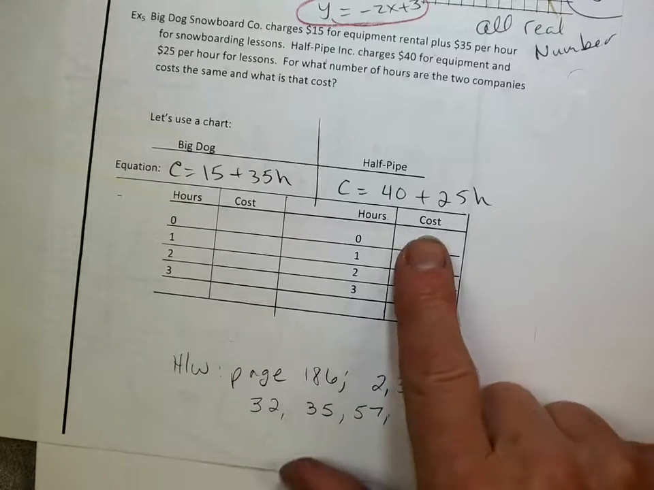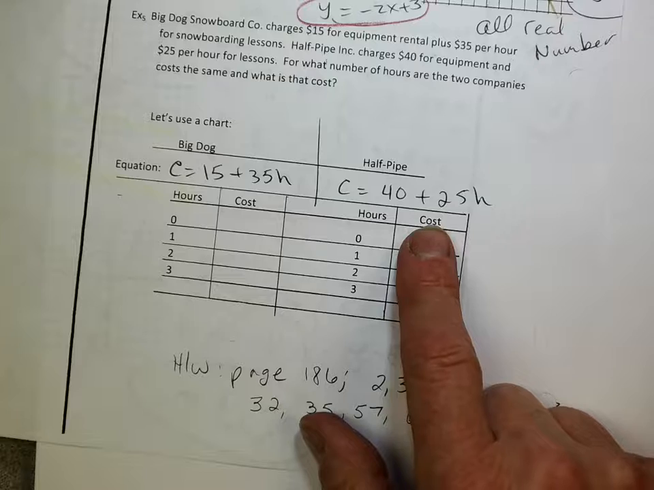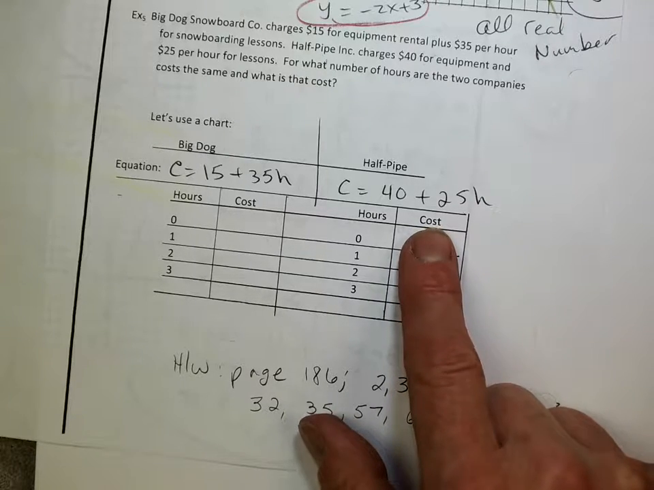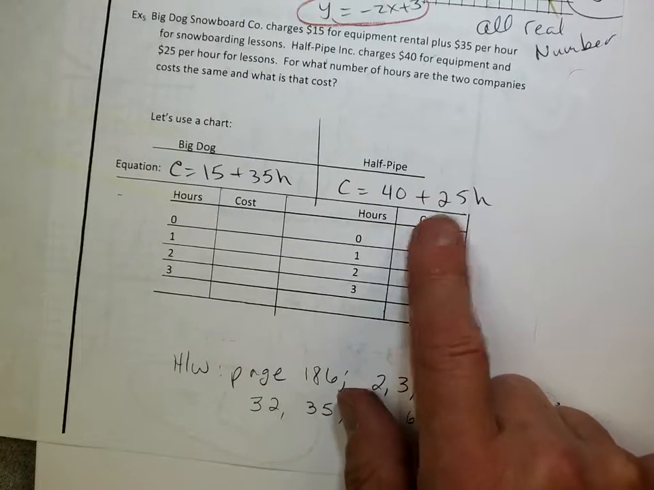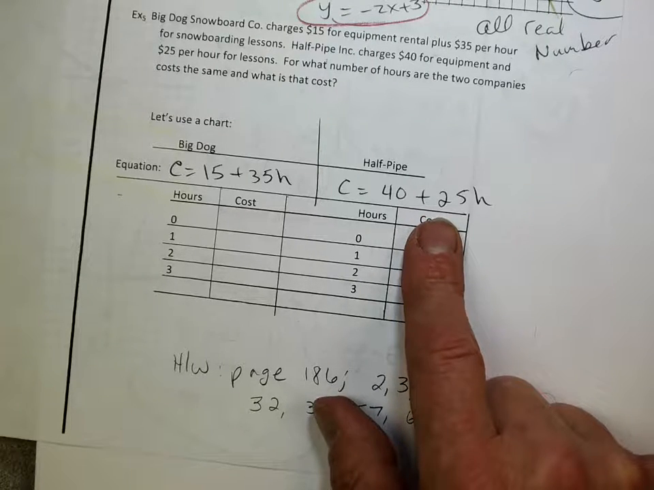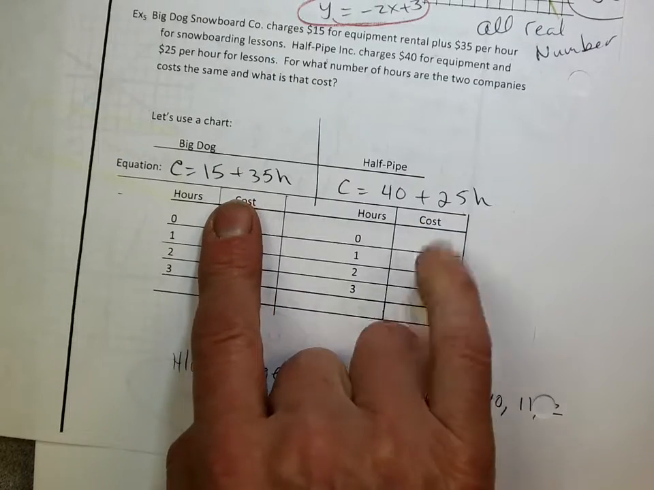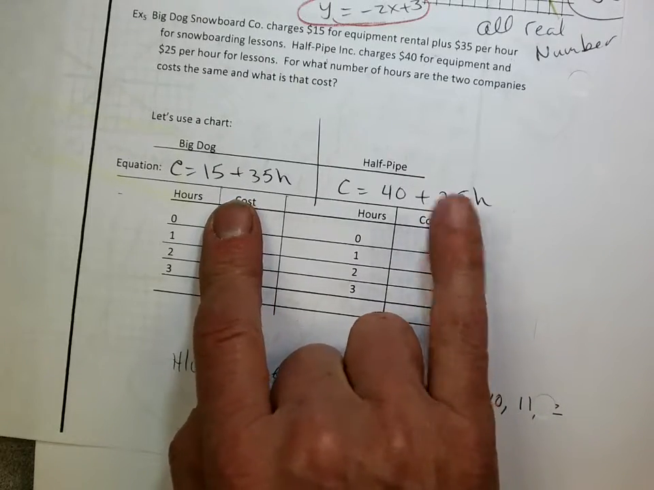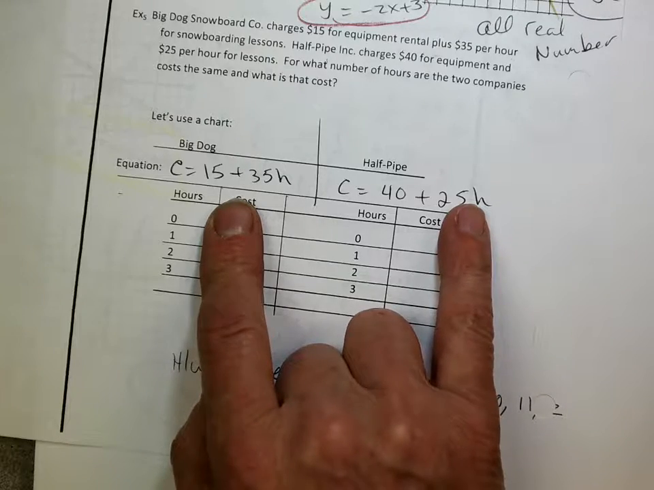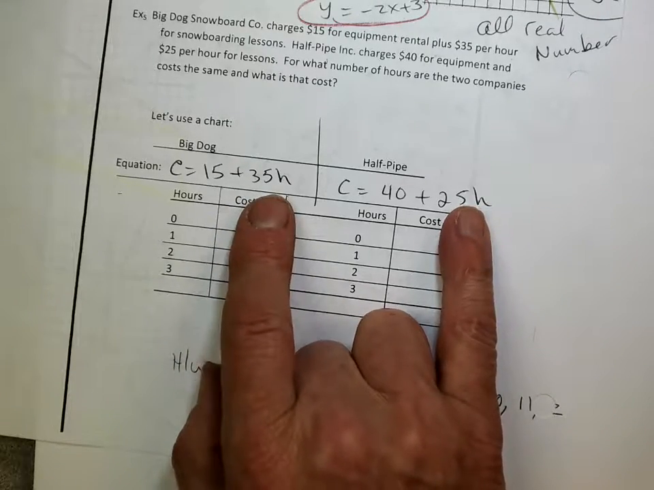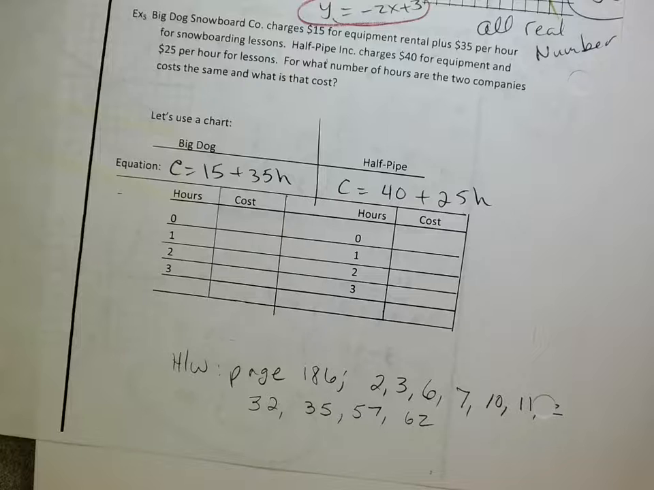Well, it depends how long you're there for. If you're a super shredder and you want to be on the slopes all day long, maybe you want to go there. Maybe you're a beginner, you're not a super shredder, you barely shred. This one's going to be less per hour, so I might want to go there if I go for a long time. So what we've got to do is find out when it's more cost effective for one or the other. So, all right, I've got to calculate.